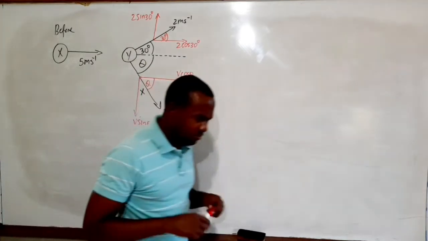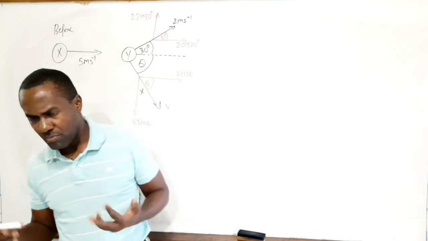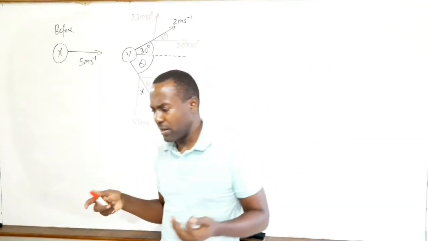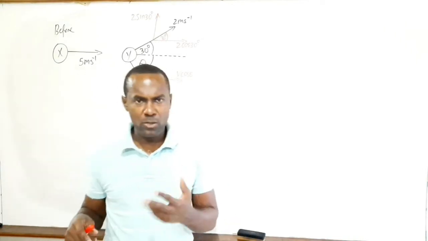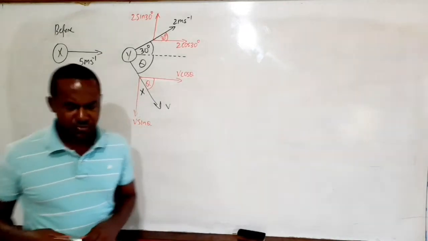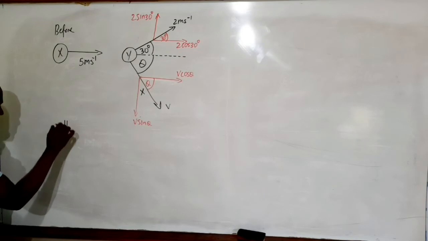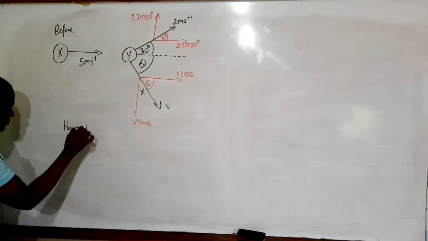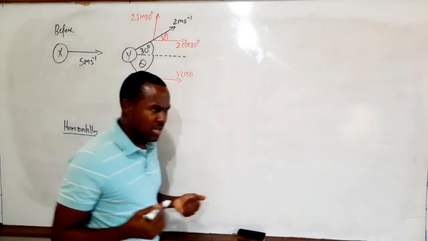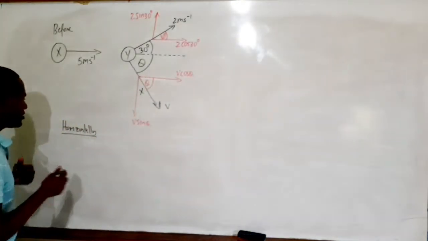So since we have motion in two dimensions, we'll have to consider each direction separately and apply the principle of conservation of momentum in that direction, right? So first of all, let's consider the horizontal direction. So horizontally, once again momentum is going to be conserved, and we can say that total momentum before collision equals total momentum after collision.